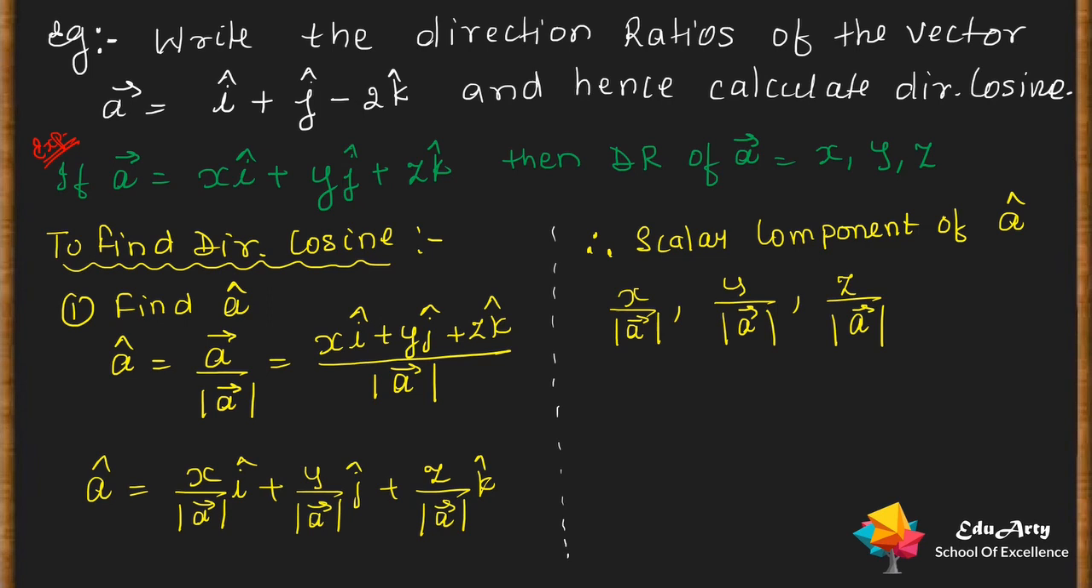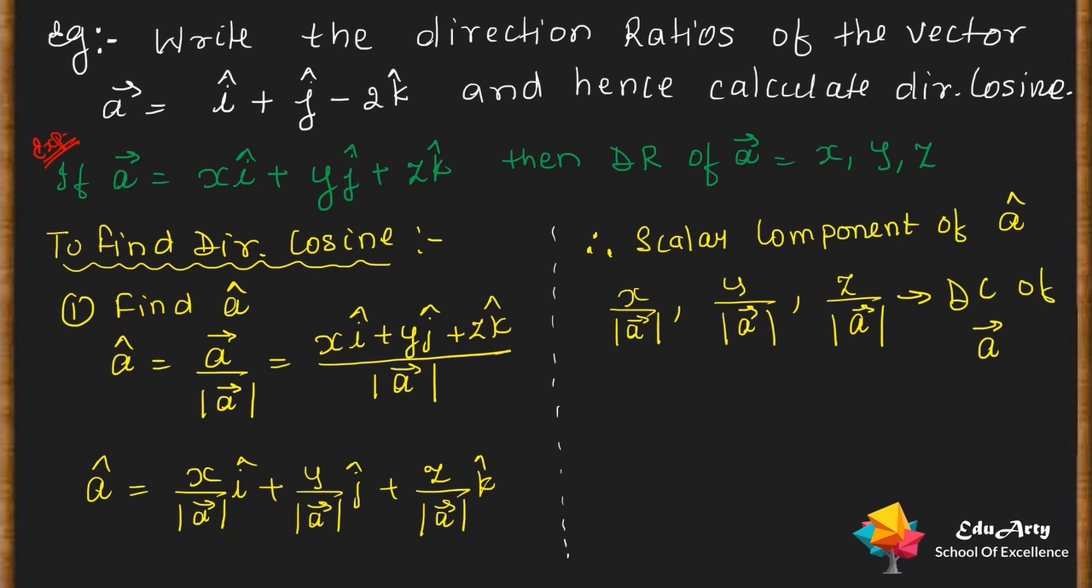Now that means what they will become? They will become the direction cosines. Therefore, these are the direction cosines of A vector. Are you getting it? I hope you are getting it. Correct? Scalar component of A cap, right? They will become the direction cosine. So therefore, we got our direction ratio.